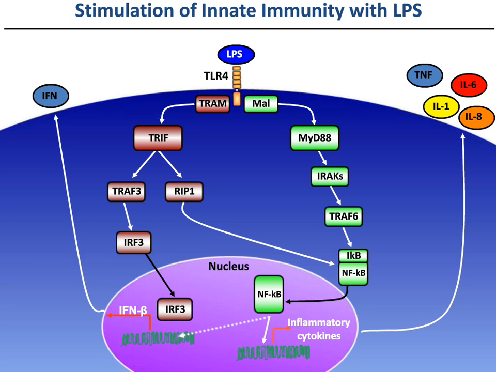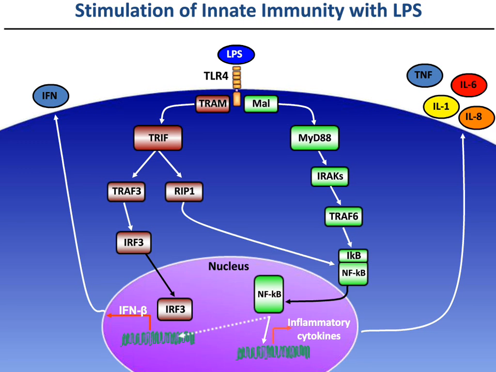Now, this diagram is a very simple overview of what happens with LPS signaling. It binds to TLR4 and a number of other modulatory proteins. It initiates 2 independent cascades of intracellular cytokine pathways, and this results in the release of inflammatory cytokines such as TNF, IL-1, IL-6, and IL-8, and the release of type 1 interferon. So what we wanted to do was to challenge our humanized mice injected with human hematopoietic stem cells and look at the innate immune response generated by that human immune system.